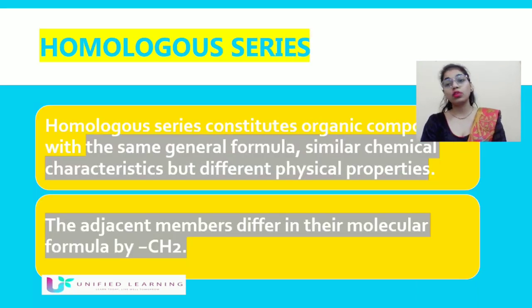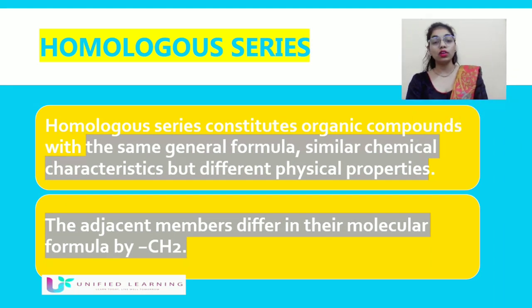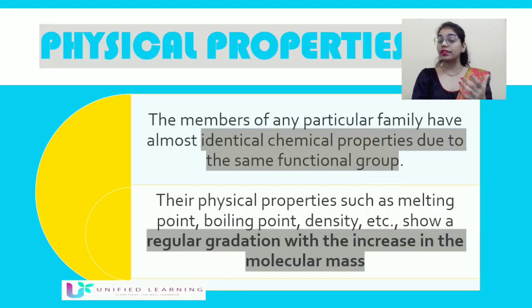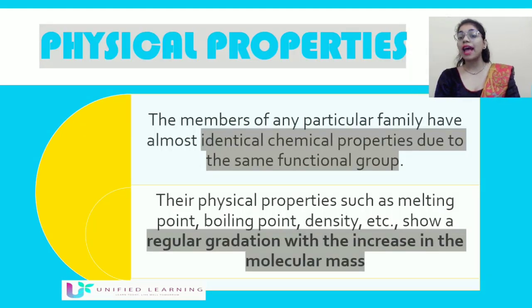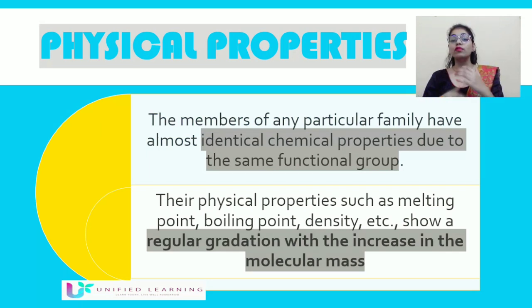Moving further with the homologous series. In a homologous series, there is the same general formula, similar chemical characteristics, but different physical properties. Please note down the molecular formula that we are going to study is CH2. What are the changes in the physical properties? Why are they different? They are different because as the molecular mass increases, there is a change in the melting point, boiling point and density as well.